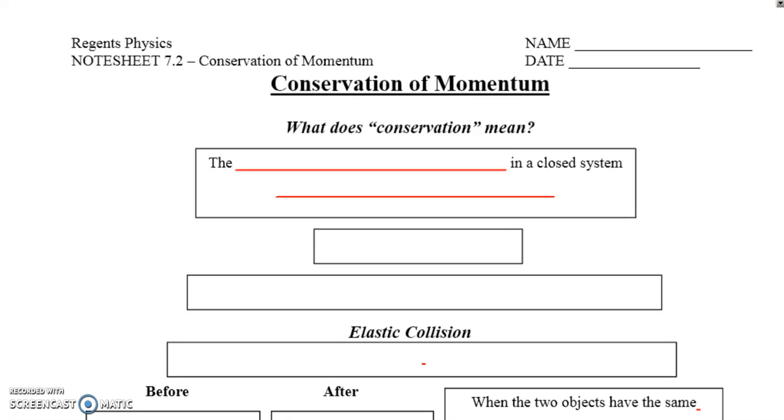Okay, so welcome to the second of these video tutorials on momentum. This video tutorial is going to be talking about momentum and its conservation. So first off, we're going to ask ourselves the question, what does conservation mean? And in regards to momentum, what it means is the total amount of momentum in a closed system will always remain constant.